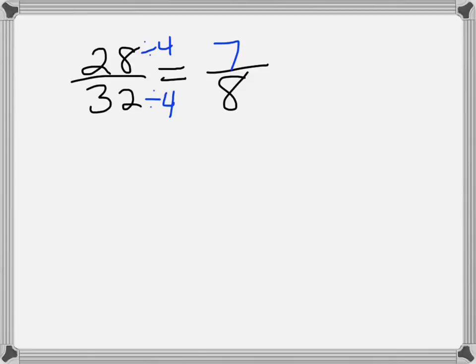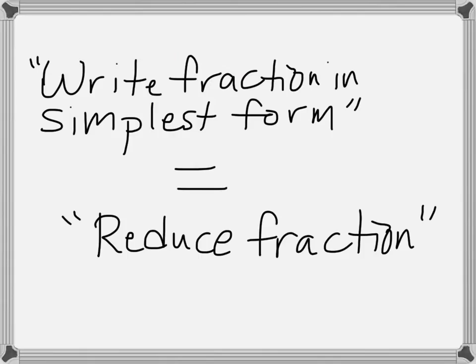We use this process to reduce fractions, to get them in their lowest terms, or to get them in their simplest form. Some textbooks will ask you to write a fraction in simplest form. Others tell you to reduce the fraction. These mean the same thing. Either way, we're saying that the numerator and the denominator can only be divided by 1 in common.